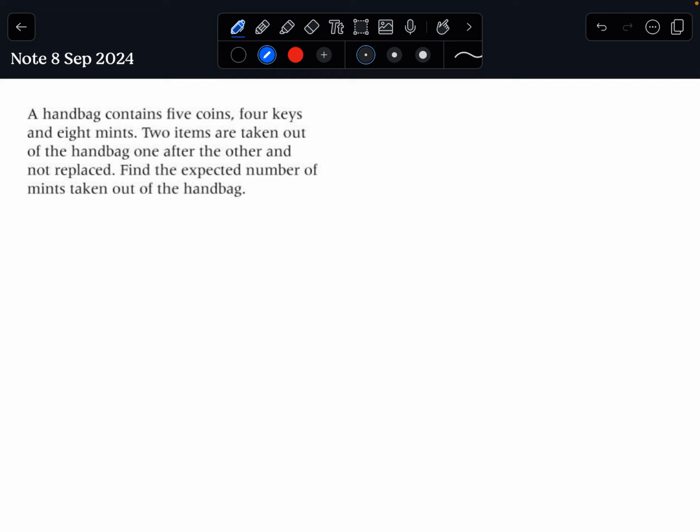Now firstly, we know that this handbag contains three different items, which is 5 coins, 4 keys, and 8 mints. Now we're going to take two items from this bag, one after another, and there will be no replacement. Okay, and the question is basically find the expected number of mints that will be taken out of the handbag.